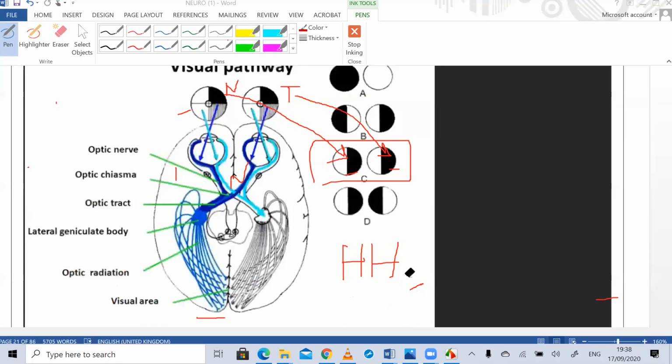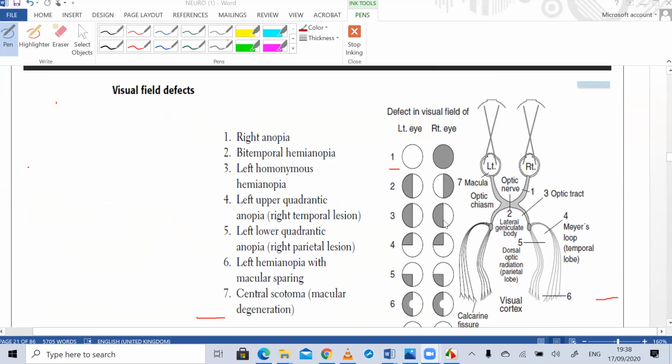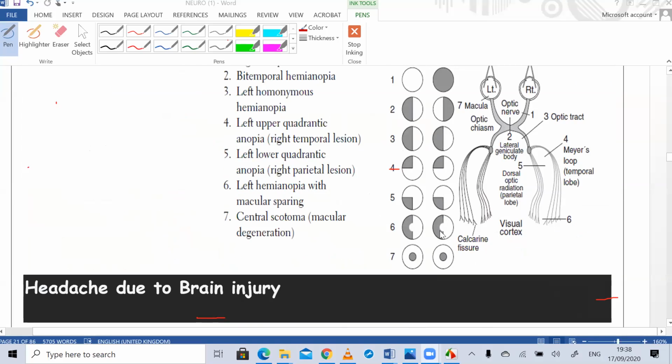Why macular sparing? Because macula have double blood supply. Excellent. Macula have double blood supply, and that's why you will see the field like this, doctor. In what? In occipital stroke.